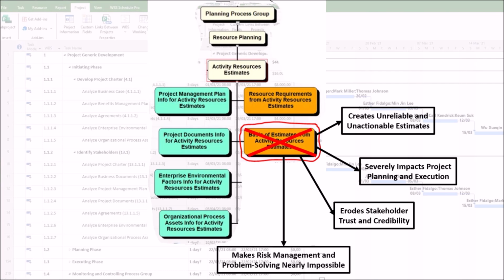4. It makes risk management and problem-solving nearly impossible. A good basis of estimates is a key risk identification tool. A poor one hides the risks until it's too late, as follows.